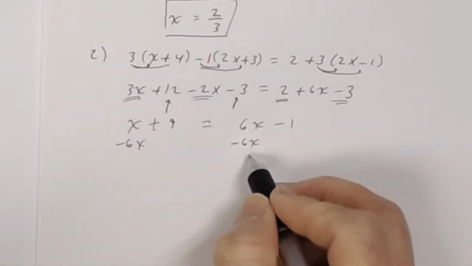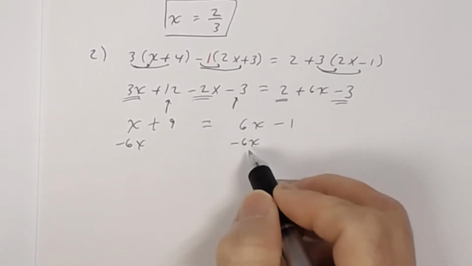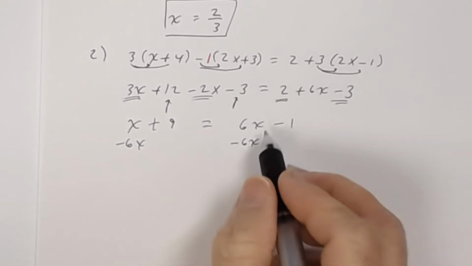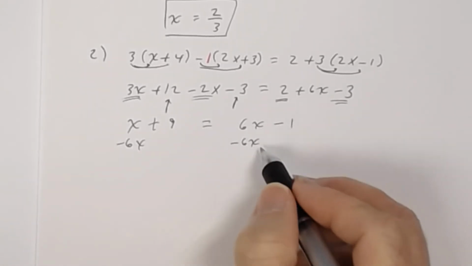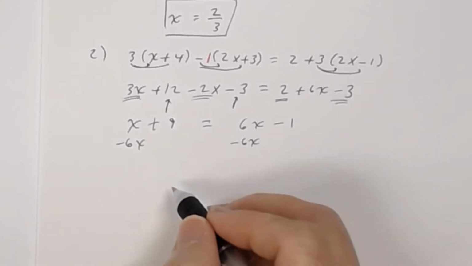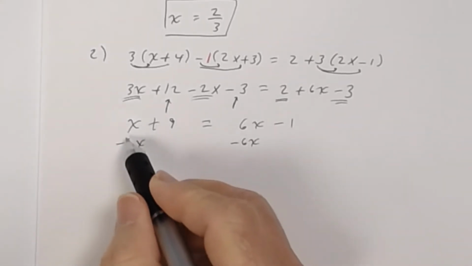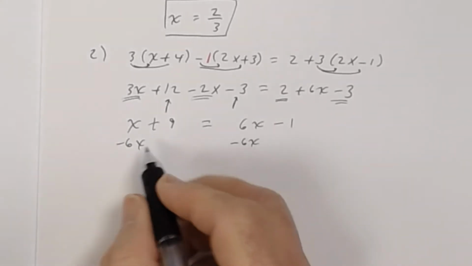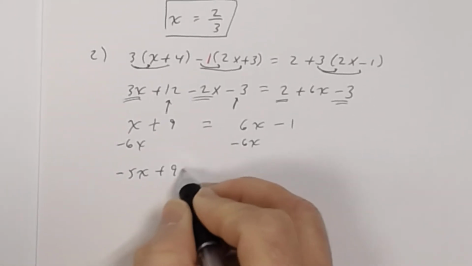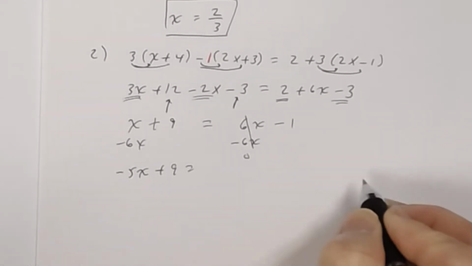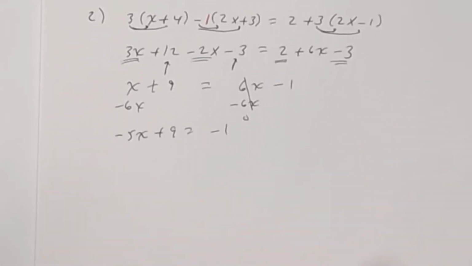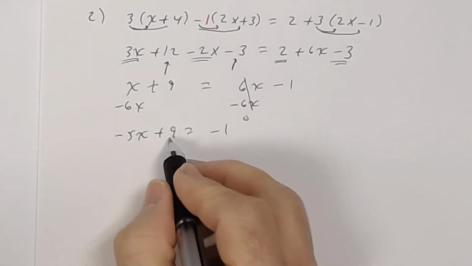See, adding 6x is not going to help because 6x plus 6x is 12x. So you got to subtract 6x. And notice, align your like terms. It helps. Now, once you subtract 6x from both sides, the next step is to combine like terms. So 1x and a negative 6x is a negative 5x. I get negative 5x plus 9 equal, this is 0 when I combine them, and 0 and a negative 1 is a negative 1.